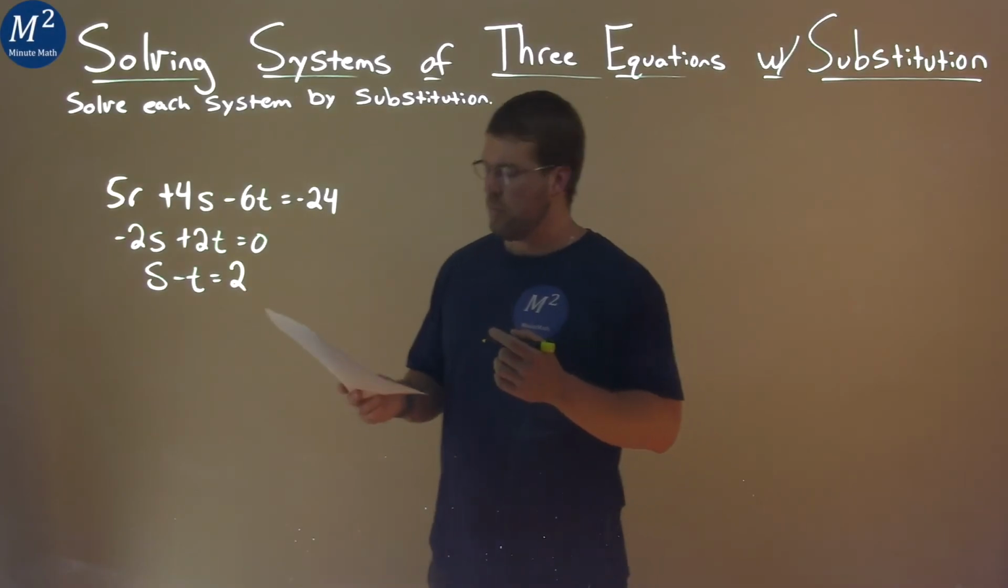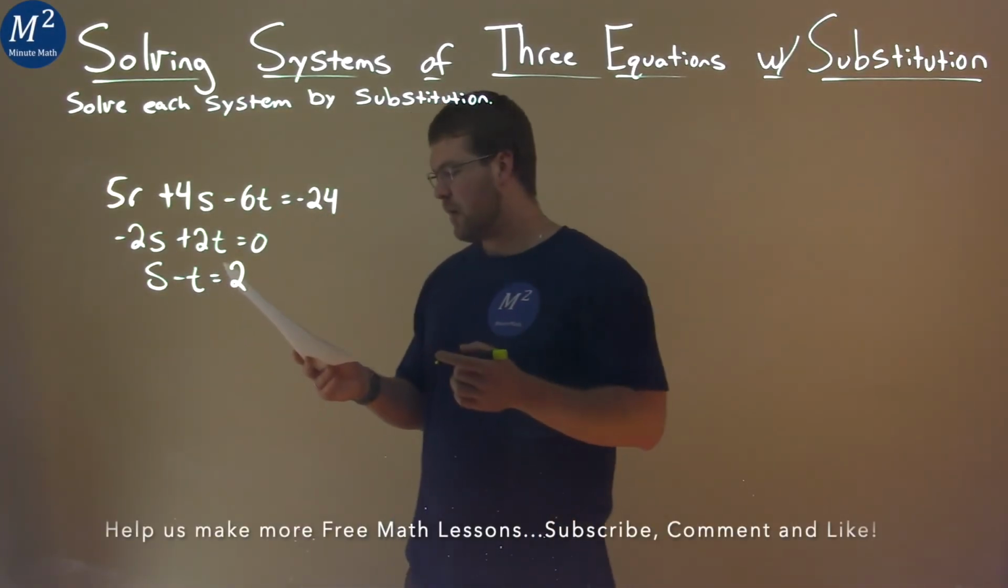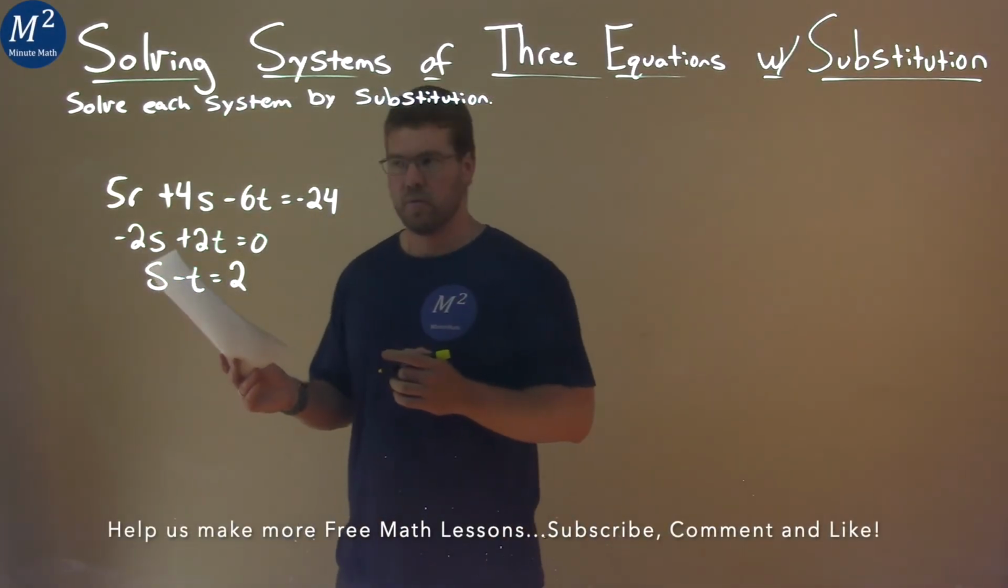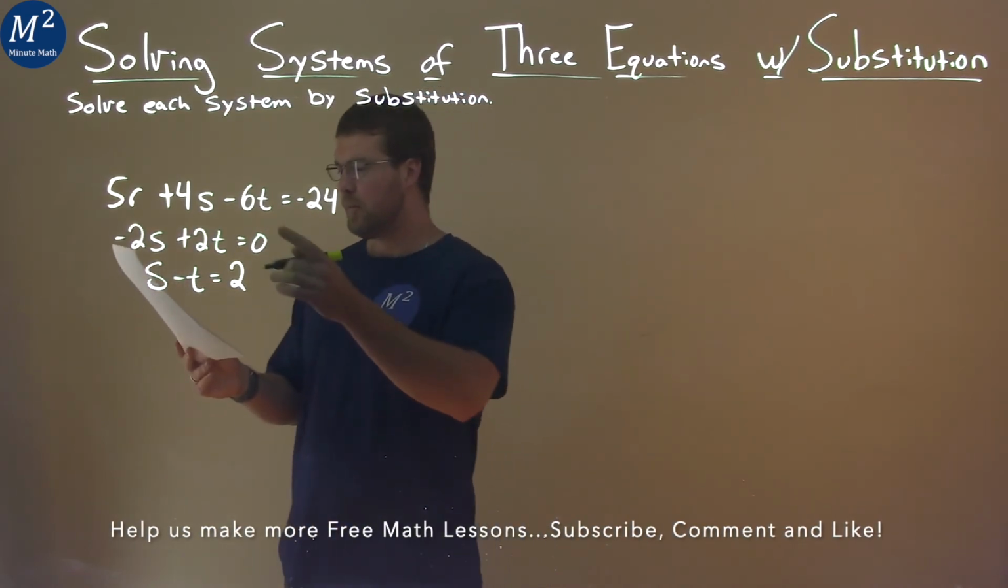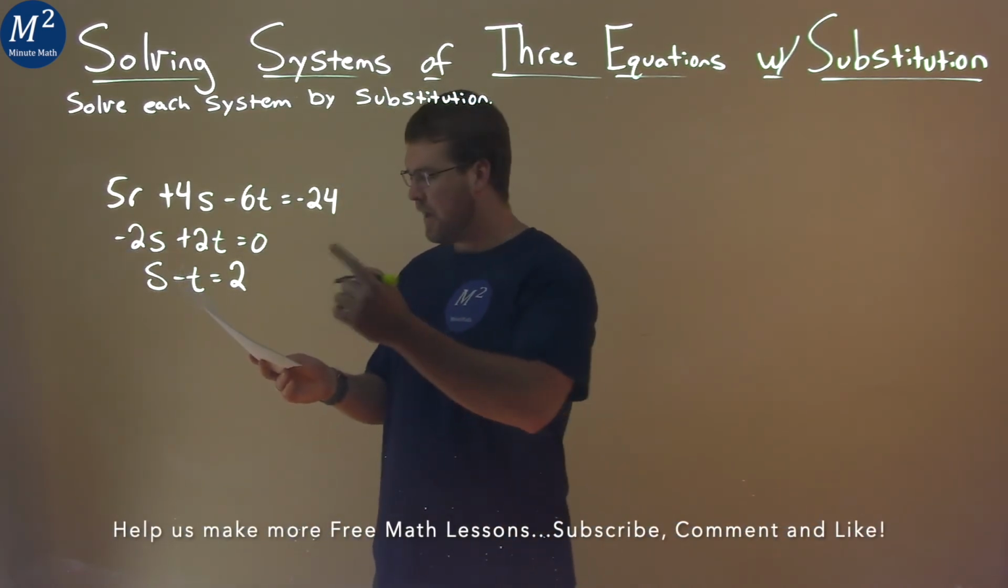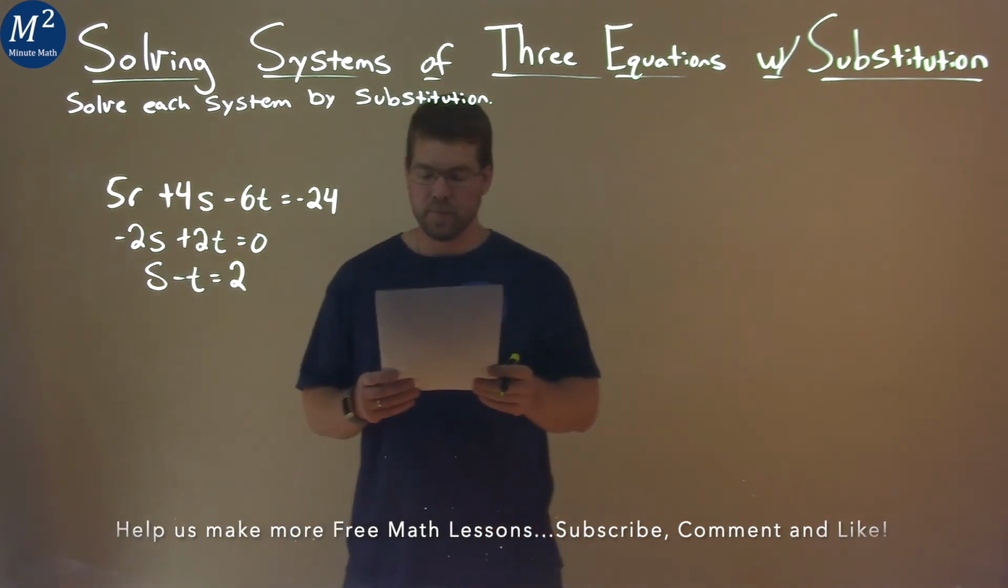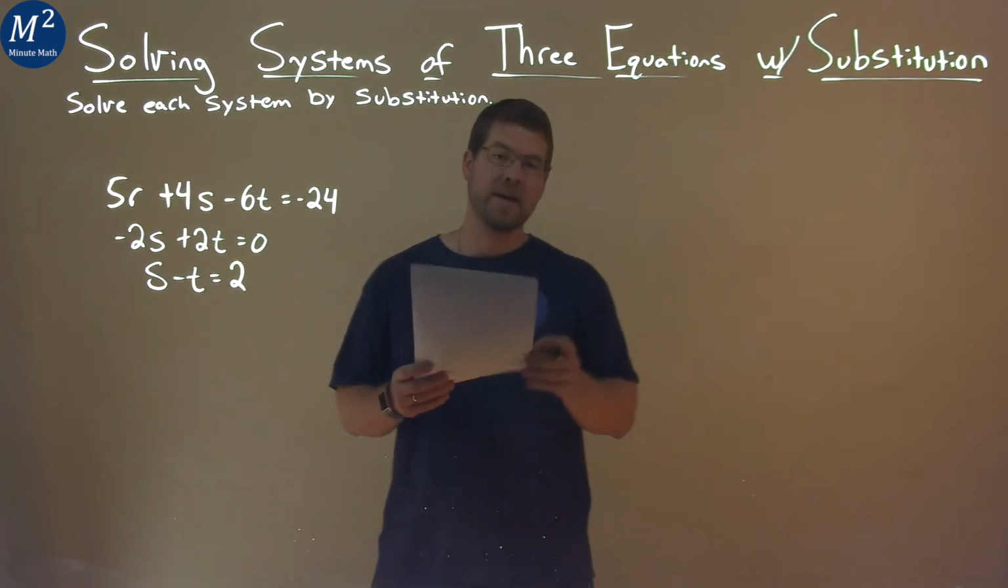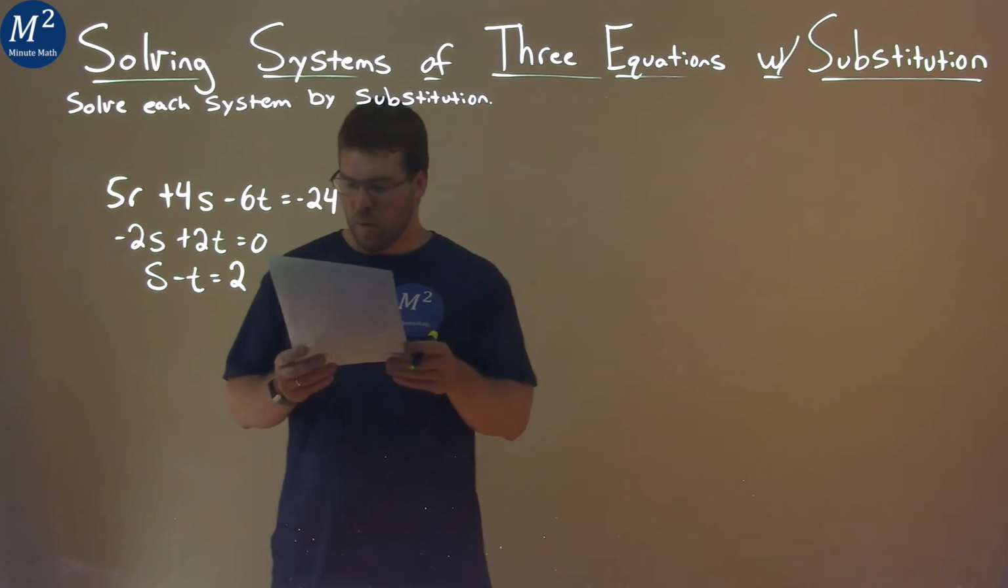We're given this problem right here. 5r plus 4s minus 6t equals a negative 24. Negative 2s plus 2t equals 0. And s minus t equals 2. And we want to solve this system by substitution. Well, what do we do first?